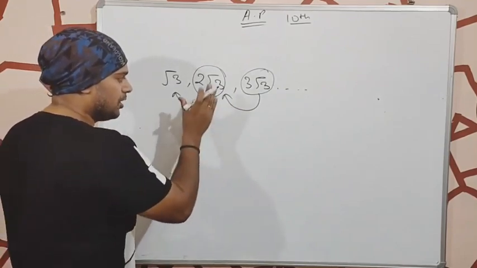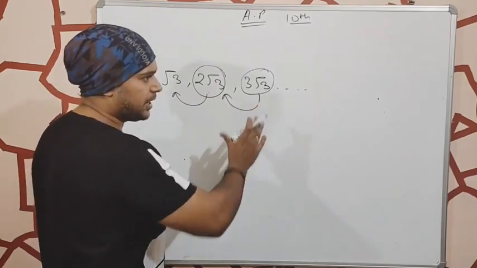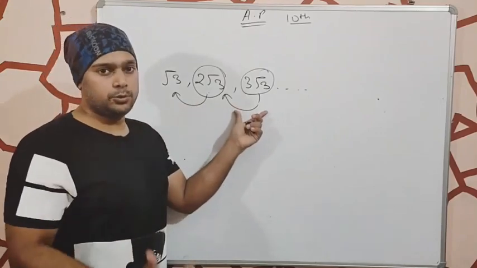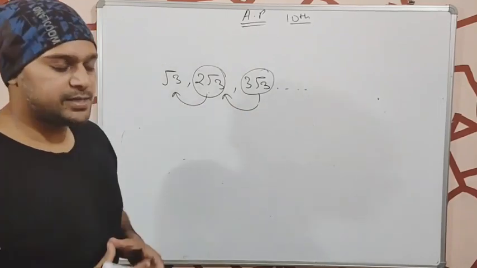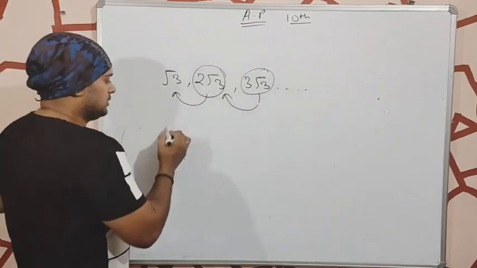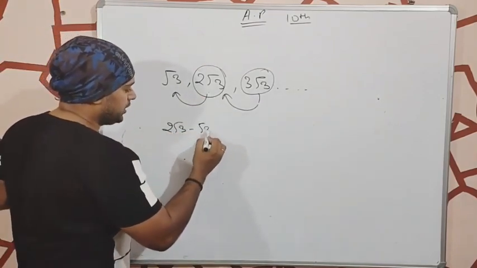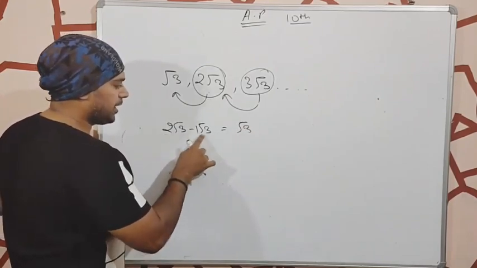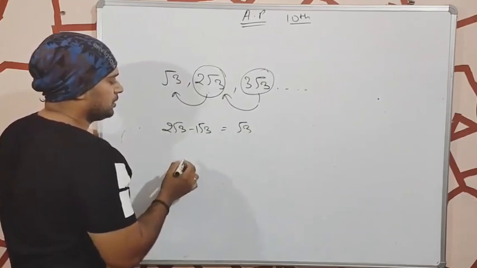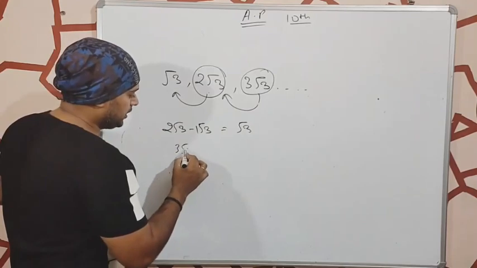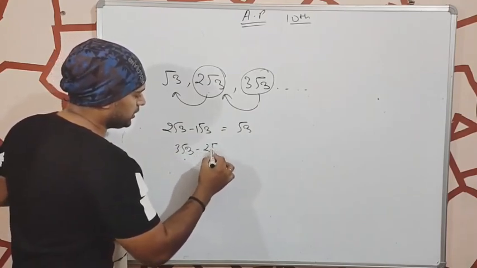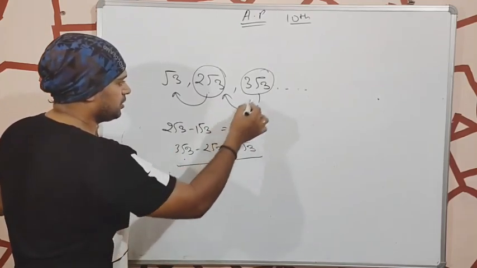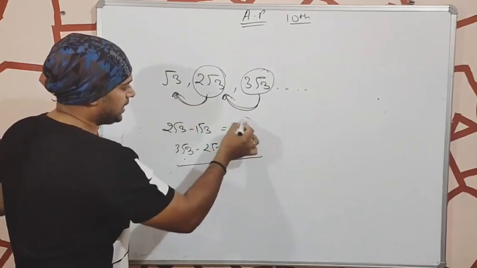If the difference remains the same between the consecutive terms, then it is an AP, otherwise it is not an AP. So this will be 2 root 3 minus root 3, which is equal to root 3, because root 3 can be written as 1 root 3, so 2 root 3 minus 1 root 3 is root 3. Now 3 root 3 minus 2 root 3 will be how much? That is again root 3. So the difference between the consecutive terms is the same, therefore it's an AP.